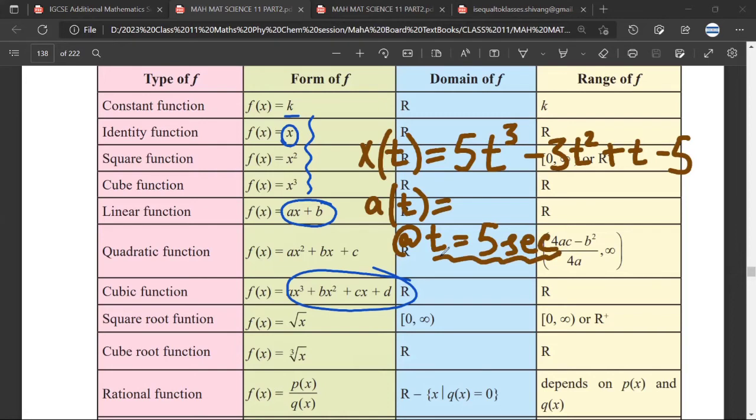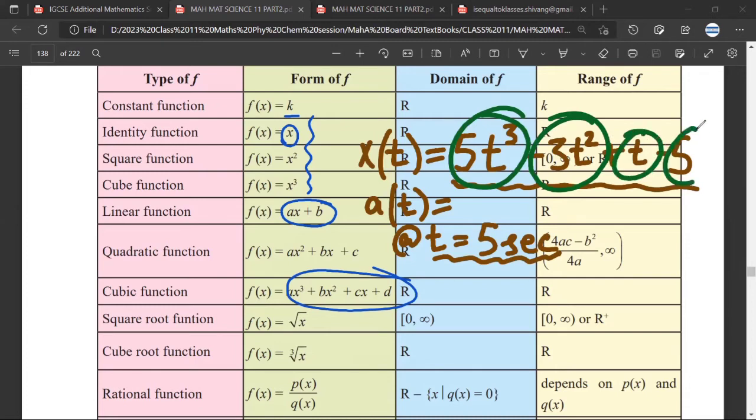So then you should know how to manage this kind of function, which is actually a sum of this function, this function, this function, and this function. So you should know how to manage these kinds of functions. Is it making sense? Avantika, is it making sense?